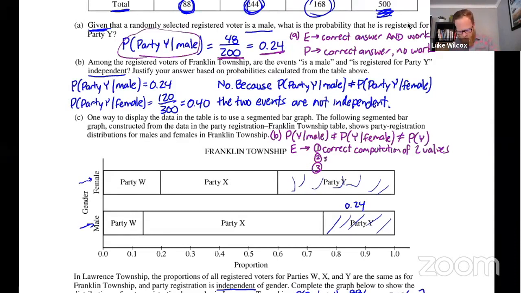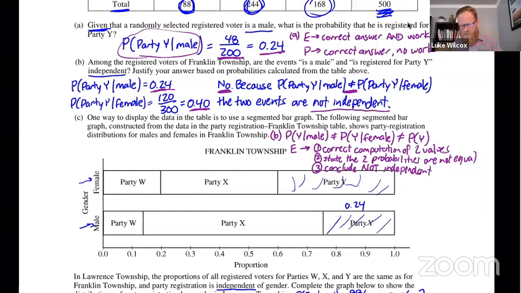Component 2 is that you have to state the 2 probabilities are not equal. So somewhere in your solution, you have to state that those 2 probabilities are not equal. We did that right here. So we have our 2 probabilities calculated, and then we've stated that they are not equal. And then the final thing, component number 3, is the conclusion, where you're going to have to conclude that they are not independent. And we did that sort of a couple different ways. We said no first, but then we made it very clear that those 2 events are not independent.